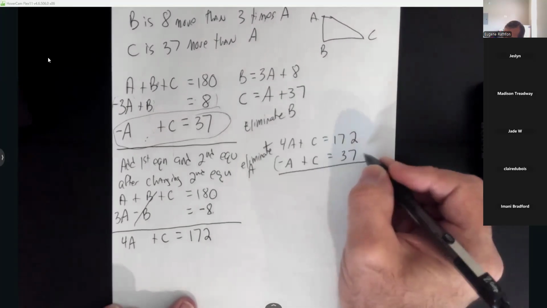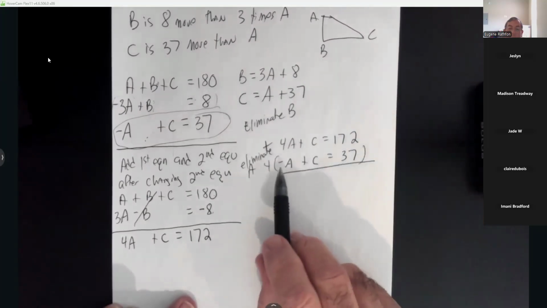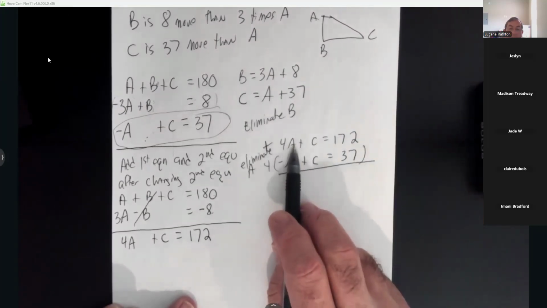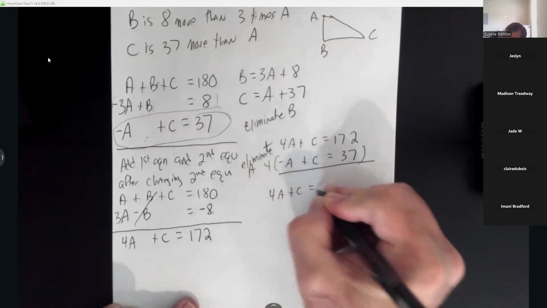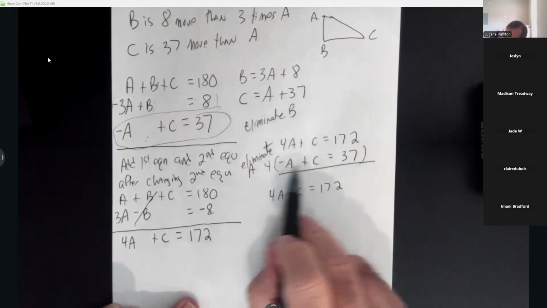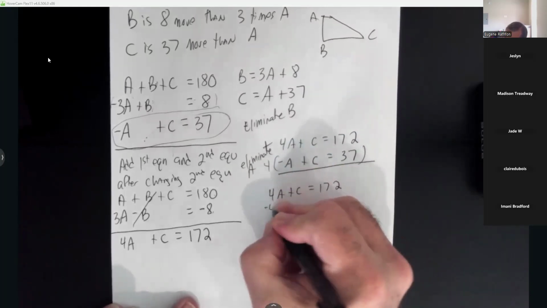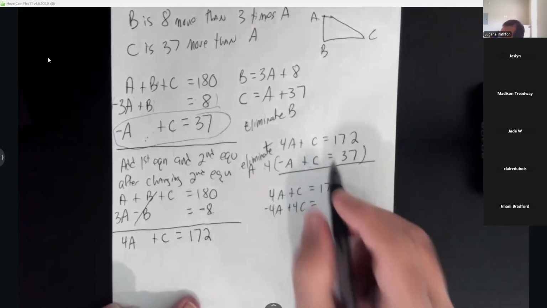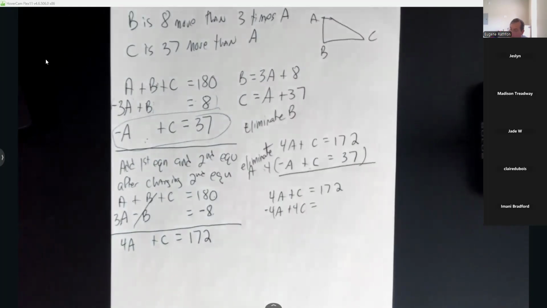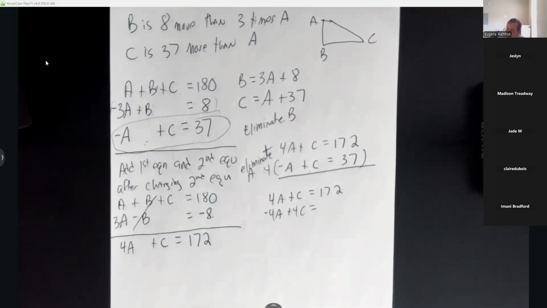So to eliminate the A, I'm going to multiply this row by 4. So that gives me a negative 4A with that positive A, okay? So I'm going to bring down the top equation. Multiply this whole row by 4, I get a negative 4A. 4 times 1 is a 4C. 4 times 37. Oh, let me hit that real quick. What I say, 4 times 37? That's 148.